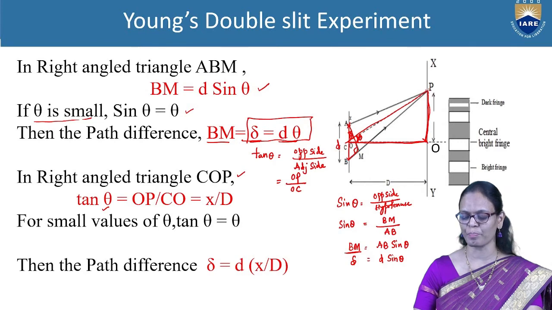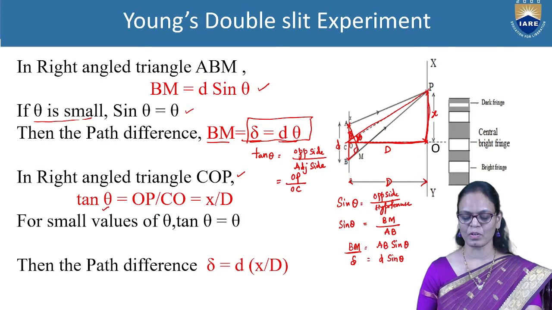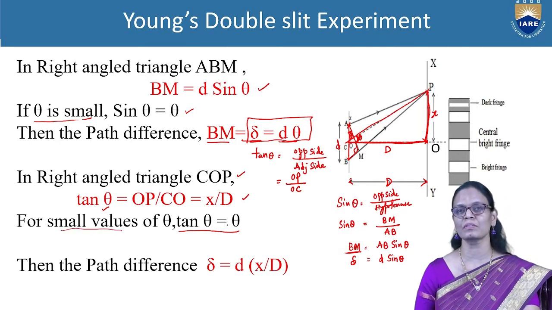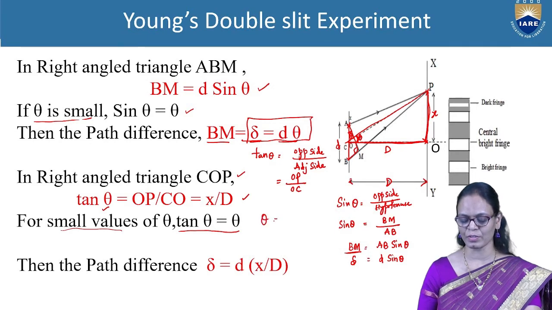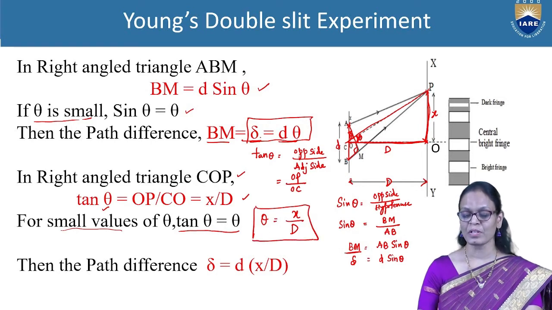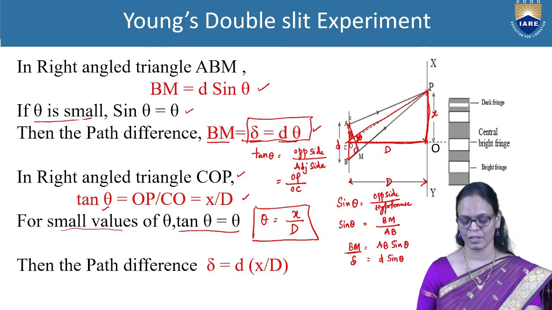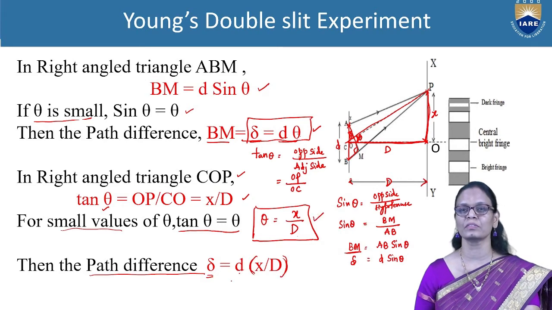What is OP equal to? The distance of the point P from the central bright fringe is taken as X. And the distance between the source and the screen is taken as capital D. So naturally CO is equal to capital D. So OP by CO is equal to X upon D. So tan theta is equal to theta. If theta is small, for small values, tan theta is equal to theta. So theta is equal to X upon D. So in the path difference formula, delta is equal to d theta, we are going to substitute for theta as X upon D. So the path difference delta will be equal to small d into X upon capital D.